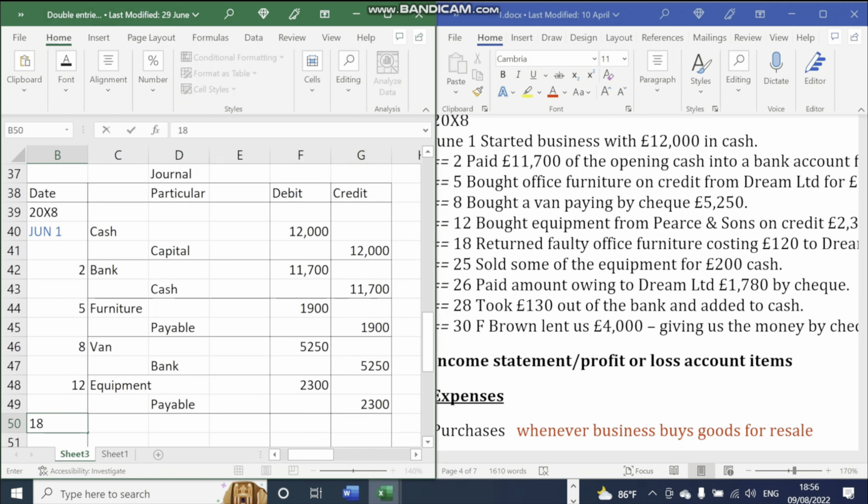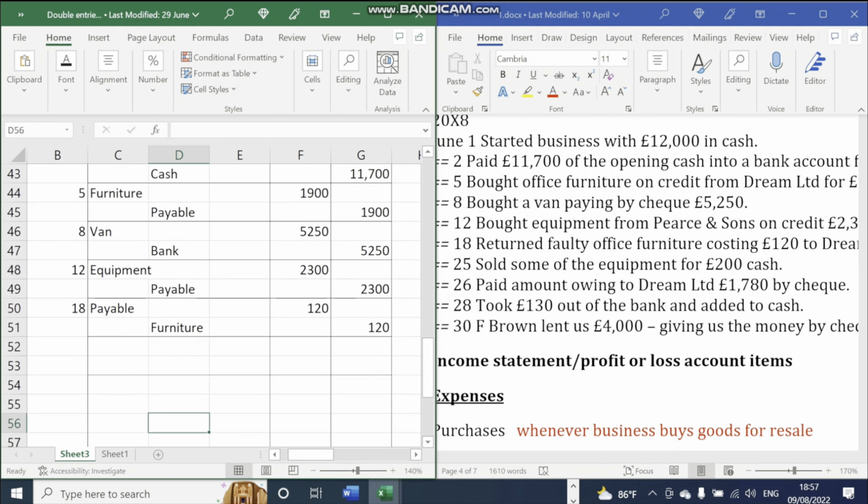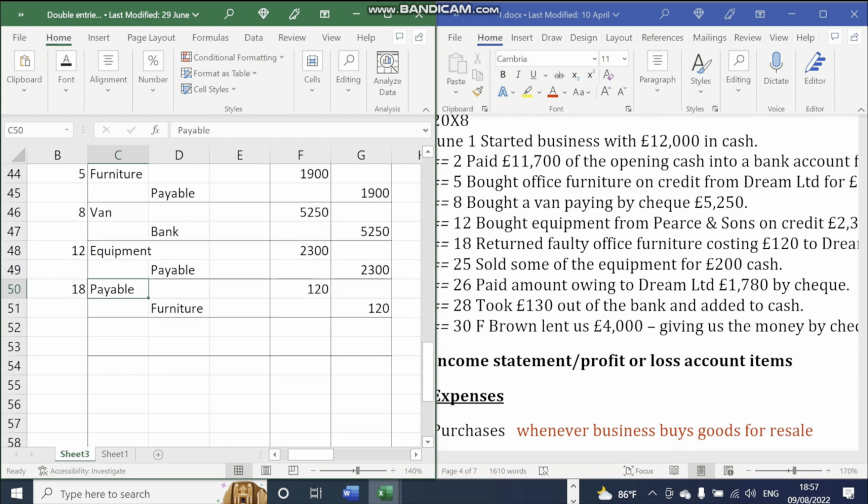Next, number 18. Okay, 18, returned faulty office furniture to Dream Limited. Amount is 120. Let me just write down first. 120 debit, 120 credit. Now, if you look at this transaction on 18th, it's opposite to 5. So I will credit furniture and I will debit payable. Because we are not going to pay for the furniture that we have returned. Our liability is decreasing. Liability decreases debit. Furniture is an asset gone out of business. So furniture balance is also decreasing. Asset decreases, credit.